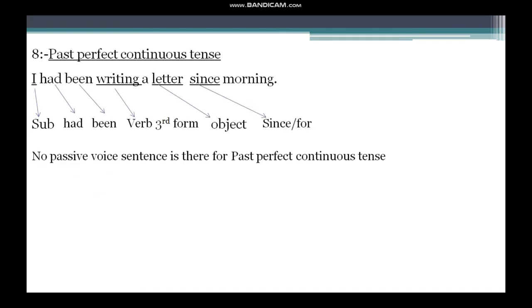There will be no passive voice sentence for past perfect continuous tense sentences. For example, I had been writing a letter since morning. This sentence is given in past perfect continuous tense, and it will remain the same in active voice. There will be no passive voice sentence for this sentence.